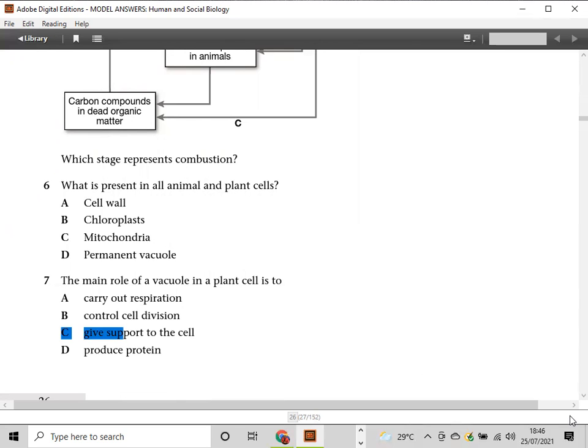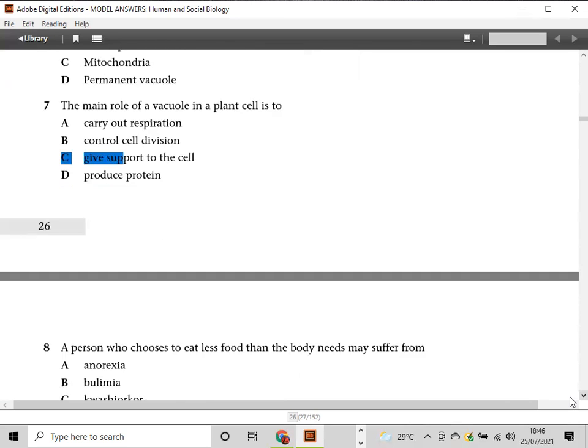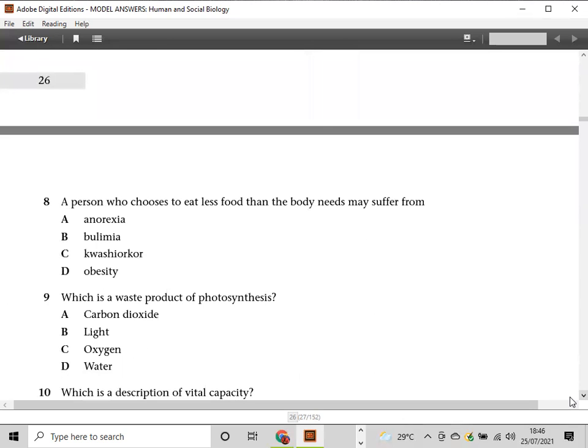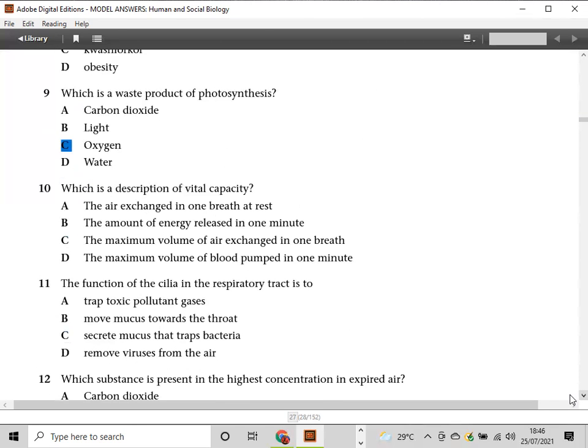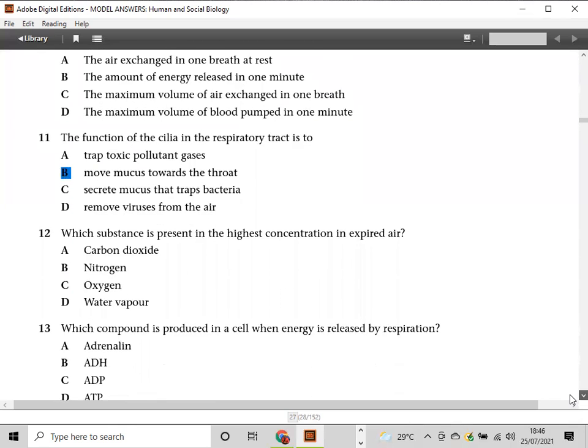Alright. So we have to go back to number 8 is A, anorexia. Number 9 is C, oxygen. Number 10 is C, the maximum volume of an exchange in one breath. That's C. Number 11 is B, moves mucus towards the throat. Again, guys, you can slow down the video if you wish.